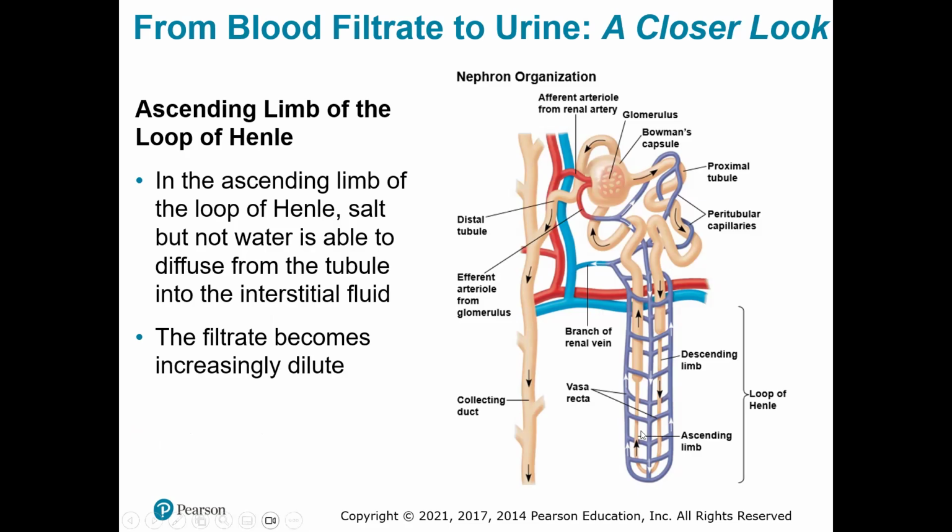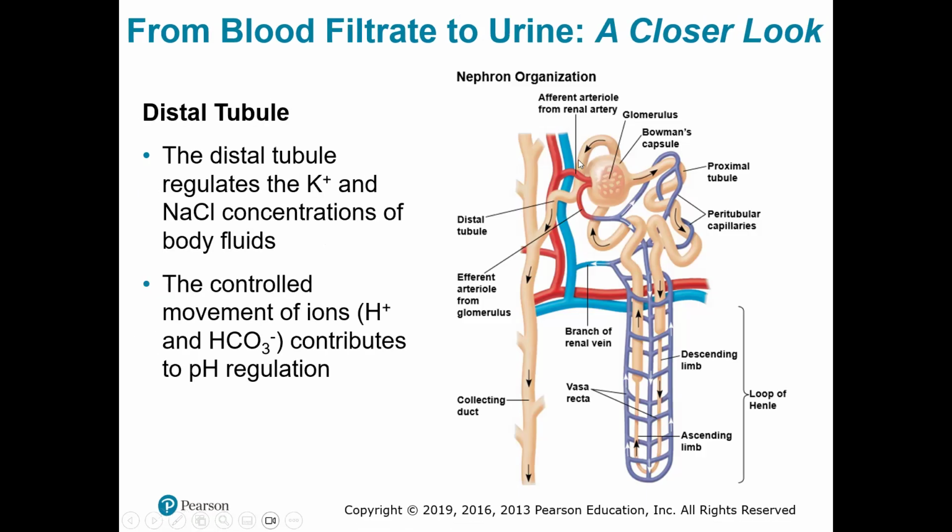Now, as it goes up the ascending loop of Henle, salt is able to be reabsorbed, but water stays in there. When salt gets reabsorbed and water stays in there, then the filtrate becomes more dilute, and then it gets up here and it becomes dilute again. And then you also have some shifting of potassium, sodium, chloride ions, and also movement of hydrogen and bicarbonate ions.